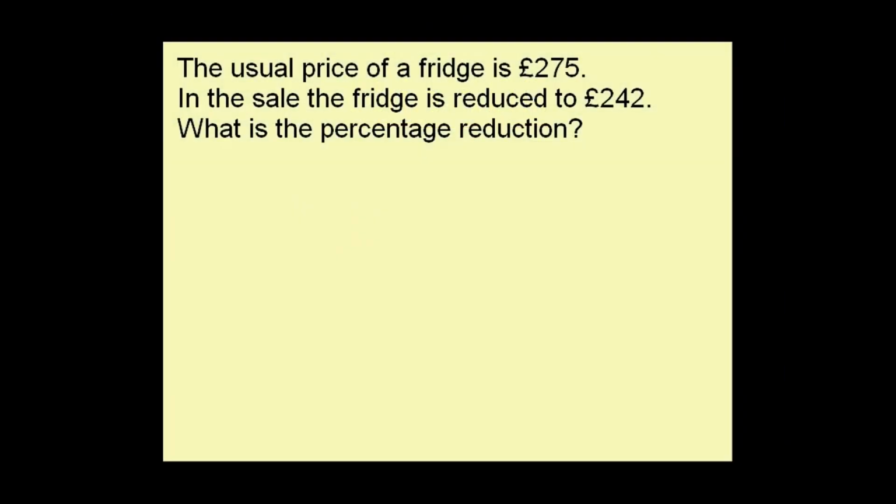This time I'm being asked to calculate the percentage reduction, so this is a percentage decrease. I work out the actual decrease first of all, so that's 275 minus 242, and that gives me 33. I put this over the original price. Now the original price here was 275, and I multiply by 100. This gives me 12%. So there's been a 12% reduction in the price of the fridge.